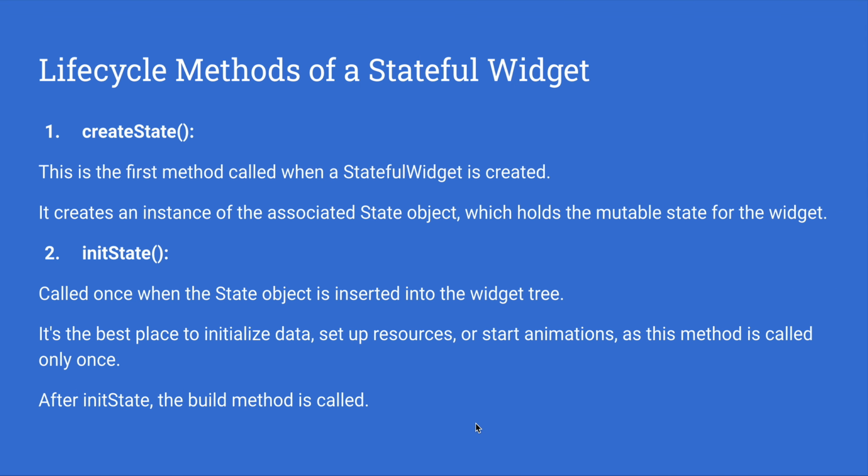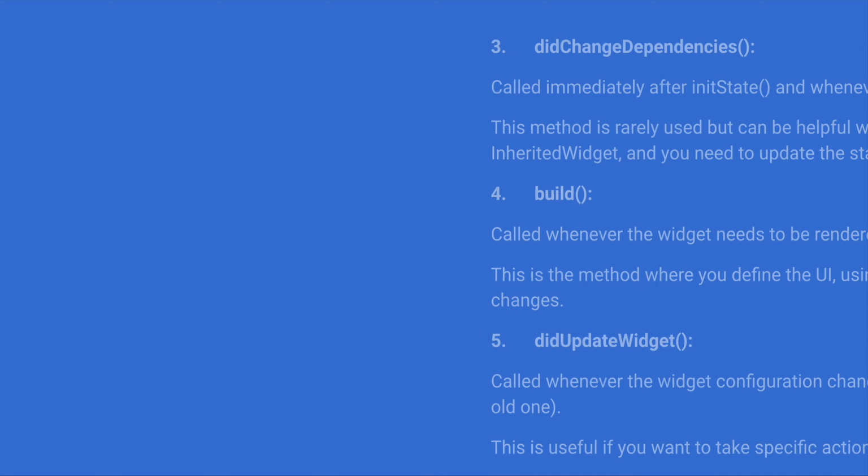So how does it work? createState is the first method called when the stateful widget is created, and then initState. It is called once when the state object is inserted into the widget tree. It's the best place to initialize data, set up resources, or start animations, as this method is called only once. After initState, the build method is called.